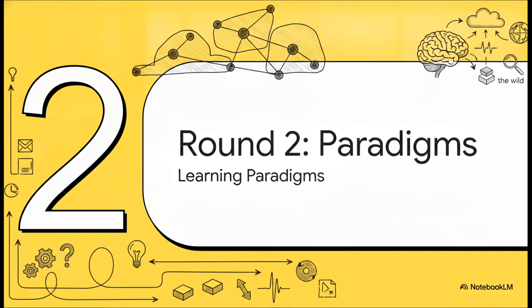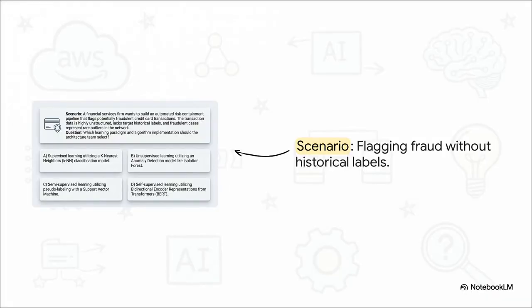Now we're shifting gears into round 2, understanding learning paradigms. This round is going to challenge you to shift your mindset toward how different systems actually learn from data out there in the real world. Scenario 4 reads, a financial services firm wants to build an automated risk containment pipeline that flags potentially fraudulent credit card transactions. The transaction data is highly unstructured, lacks target historical labels, and fraudulent cases represent rare outliers in the network. Which learning paradigm and algorithm implementation should the architecture team select? Review the options carefully. The sheer lack of labels is a massive hint for you here.